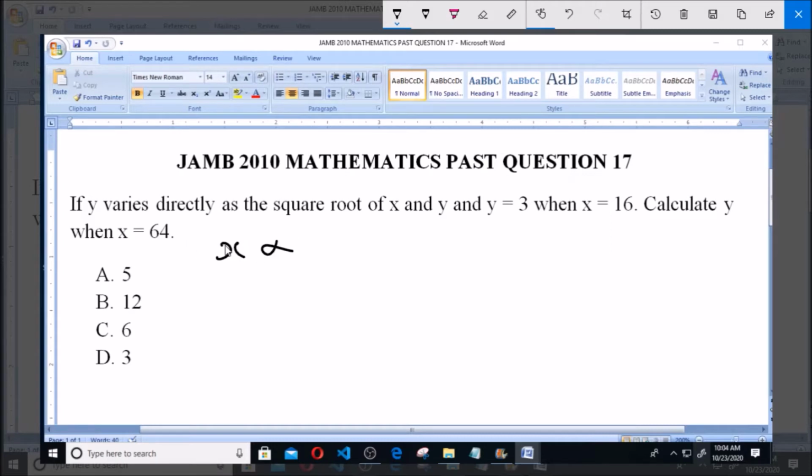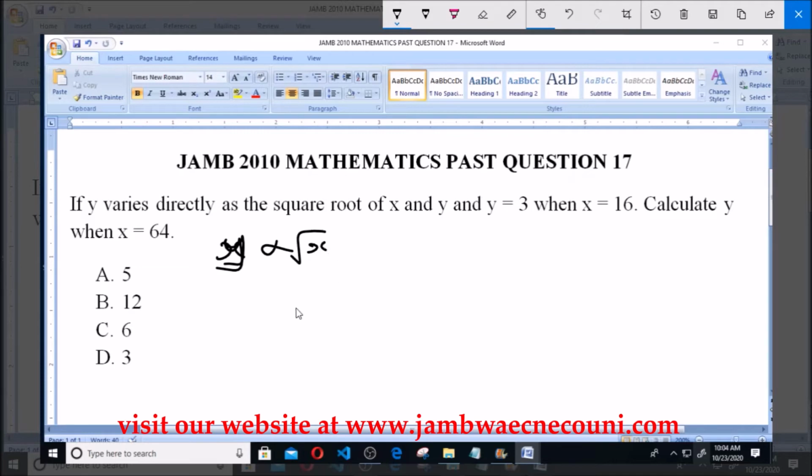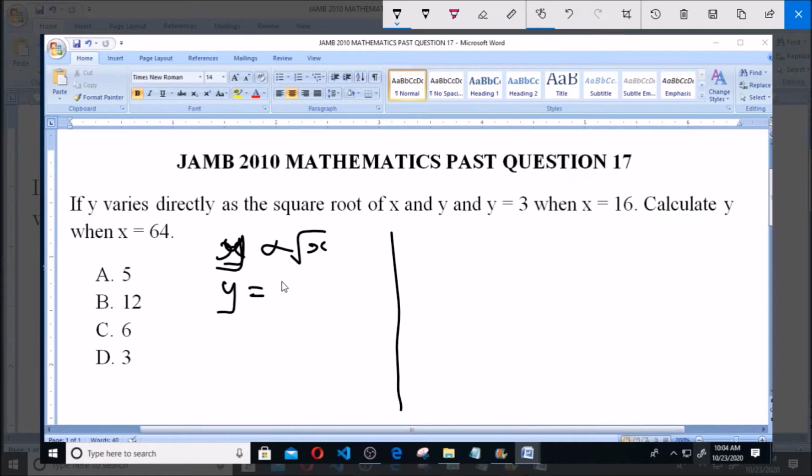y varies directly as the square root of x. It simply means that y is equal to a constant k multiplied by root x.